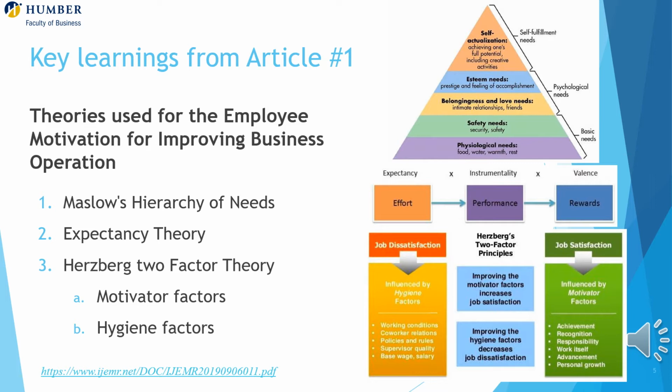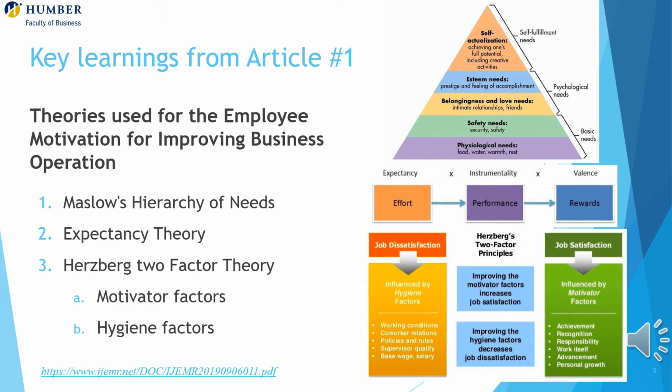Then he or she expects some safety needs. Then their needs move to belongingness and love needs, such as friends and family. Then he or she needs self-esteem and then self-actualization, such as achieving one's full potential.